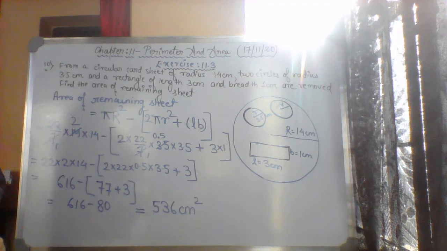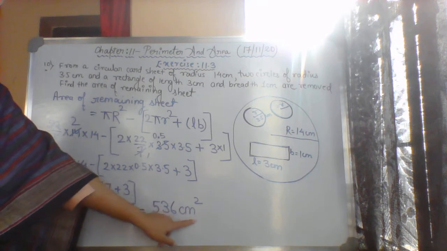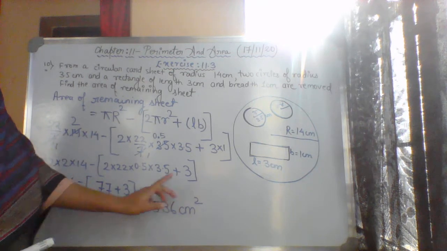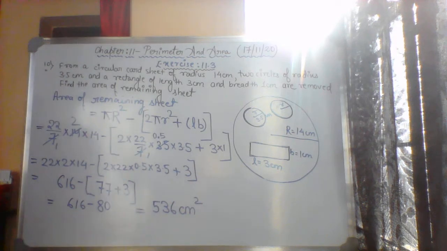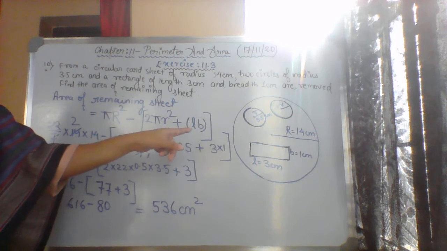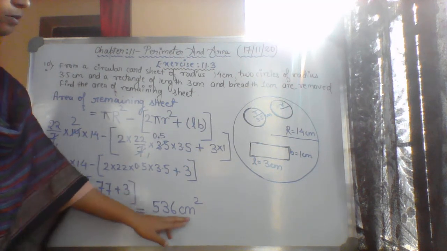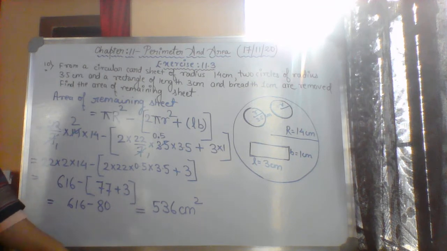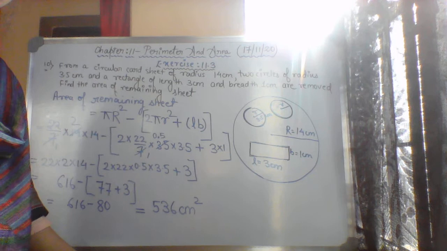So 536 centimeter square. Why am I writing centimeter square? Don't forget to write the unit centimeter square, because all are in centimeter and area comes in centimeter square. Since they are giving the values in centimeter, it will give the value in centimeter square. Okay, I hope you have done the correct calculation. Now moving on to the next question.